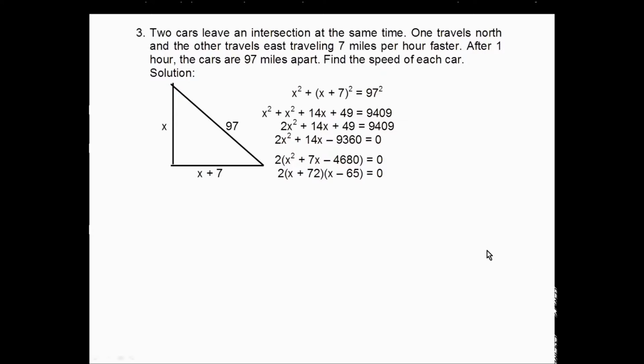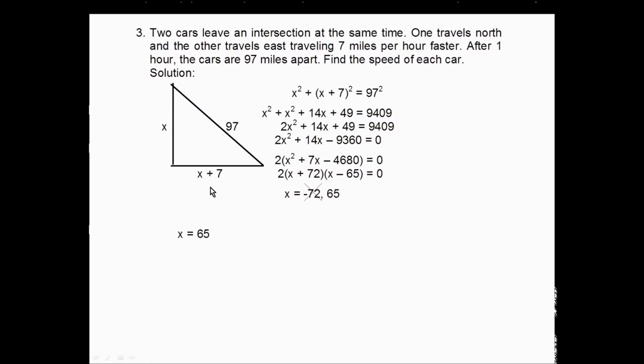So now you set each factor equal to 0. Don't worry about the 2. 2 cannot be made to be 0. For x plus 72, I would need negative 72. For x minus 65, I would need positive 65. You cannot have negative speeds. Negative 72 miles per hour north, that's no good. That actually means he's going south. So x is 65. The northbound car is 65.